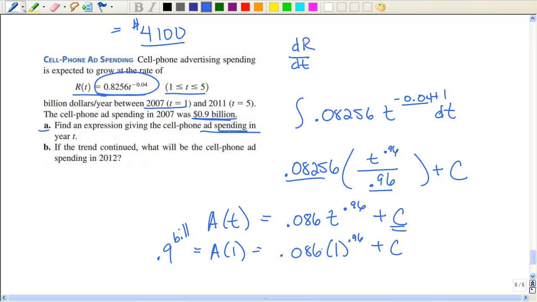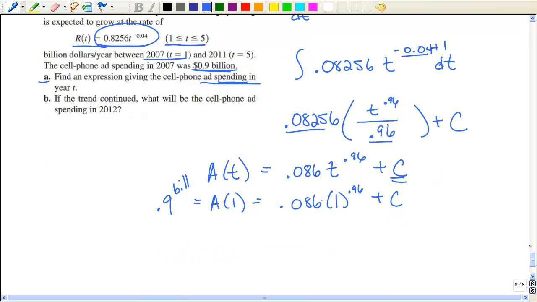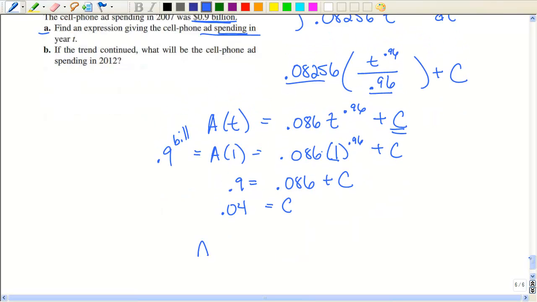What does that equal to? 0.9 billion. Since the function was given in $1 billion a year, I'm not going to put all those zeros. So I have 0.9 equals 0.086, 1 raised to any power is 1, plus c. Solve for that constant, and that's going to be 0.04. So what that tells you is that your function, my ad spending, would be 0.086 t to the 0.96 plus 0.04.